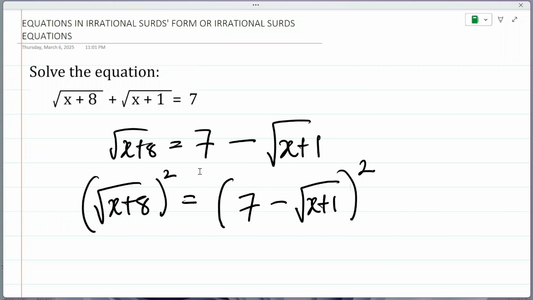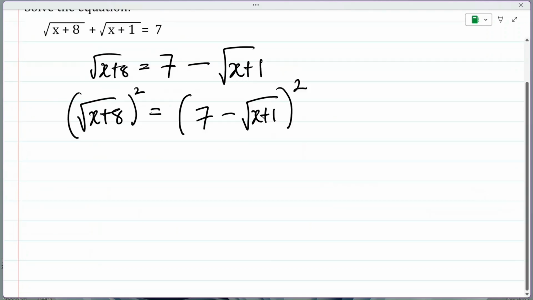Some students might jump on it and just say 7 squared, then square root of x plus 1 squared. It doesn't work that way. Once it's negative or positive, you can't give them their separate squares. You group them together in one bracket, then give them their square. On the next line, square cancels square root. You'll be left with what is under the square root, which is x plus 8.